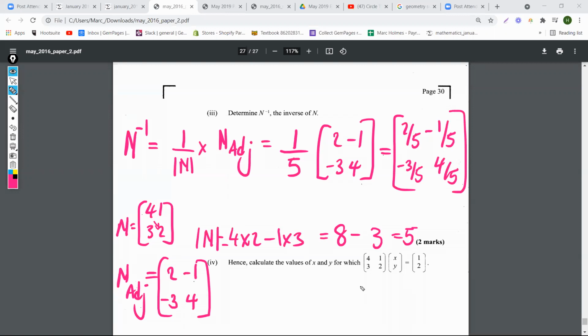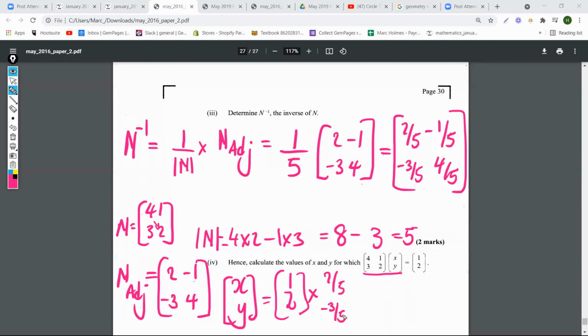And it says here, hence calculate the values of x and y for which the matrix 4132 times (x, y) is equal to (1, 2). So this is kind of easy, guys. All we have to do is say (x, y) is equal to the inverse, which is 2 over 5, minus 3 over 5, minus 1 over 5 and 4 over 5, multiplied by (1, 2). So that's all we have to do, guys. And it's kind of easy.